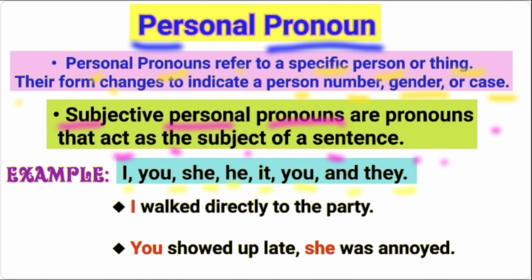Here are examples for you to make it clear. I walked directly to the party. You showed up late. She was annoyed. So I, you, she, these are all subjective personal pronouns, and they are in red color.